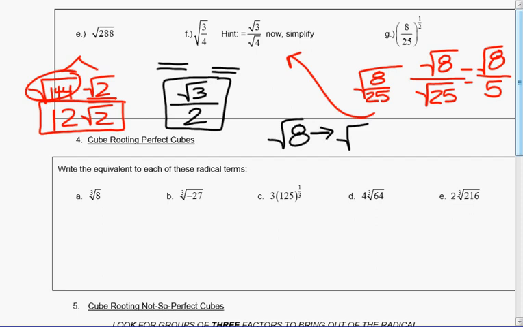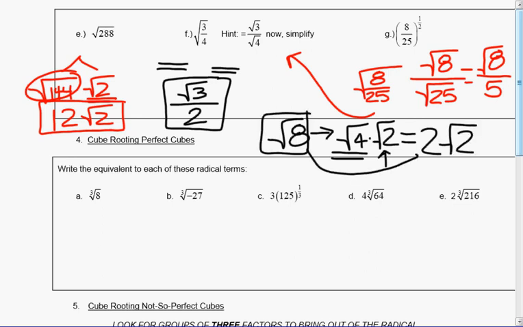I'm thinking of the square root of 4 times the square root of 2. What is the square root of 4? That's the number 2. Square root of 2 cannot be broken down, so we write the square root of 8 as 2 square root of 2. So our final answer for letter G should look like this: 2 square root of 2 over 5.